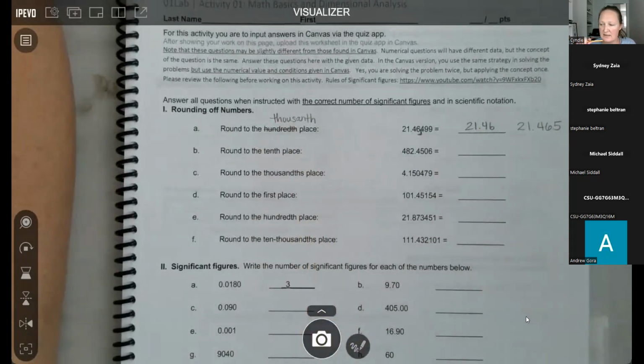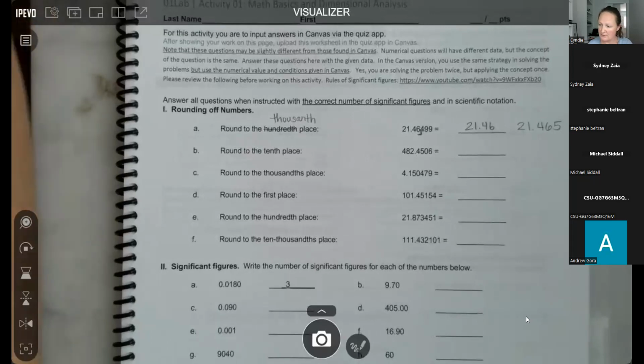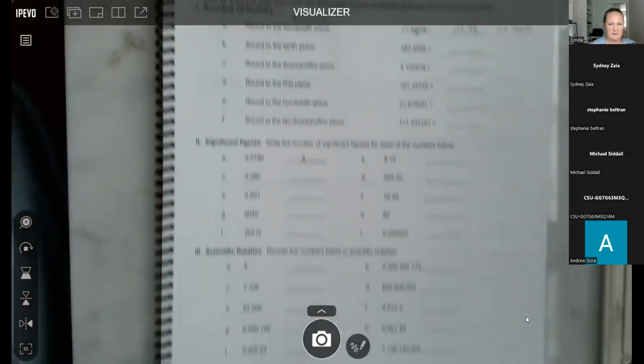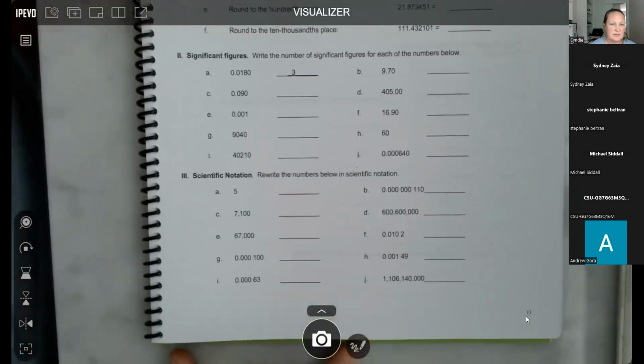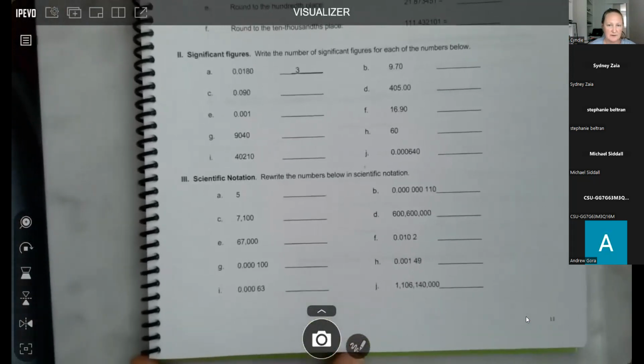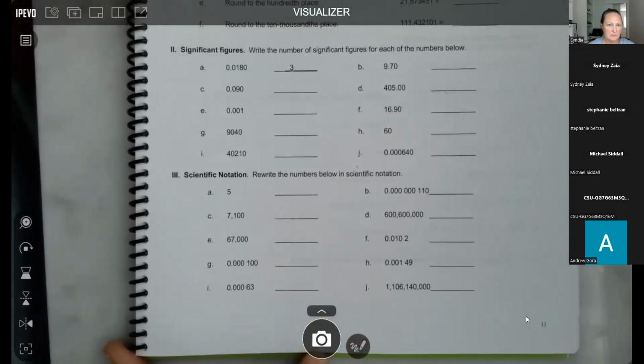Any other questions on this section? Did you guys get any wrong on this section? No? Okay. So we'll just move on to another section then. We're going to move on to the significant figures. These are actually fairly quick to go through, so we can just do them all.